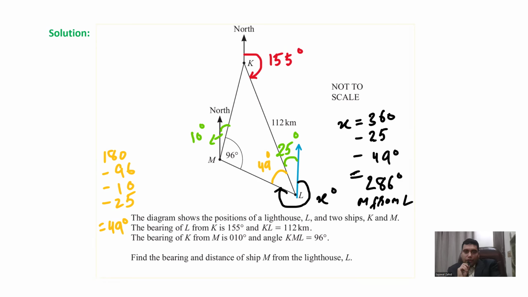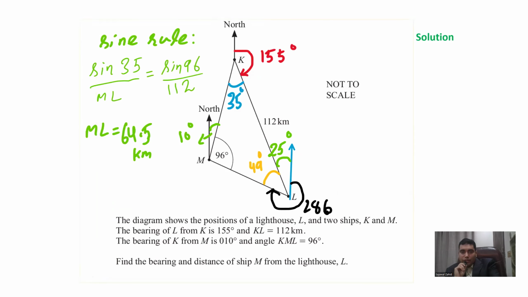Got it? And now it's very simple. The last step: from 360 degrees, subtract 49 and 25, and you get the bearing of M from L, which is 286 degrees. Any questions? Since you have 49 degrees and 96 degrees, you can easily find the third angle of the triangle, which is 35 degrees. Subtract 96 and 49 from 180.